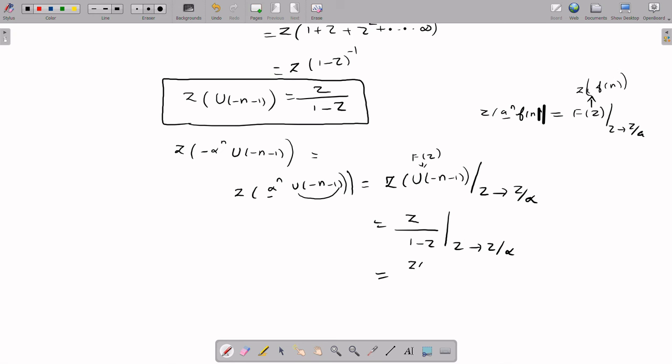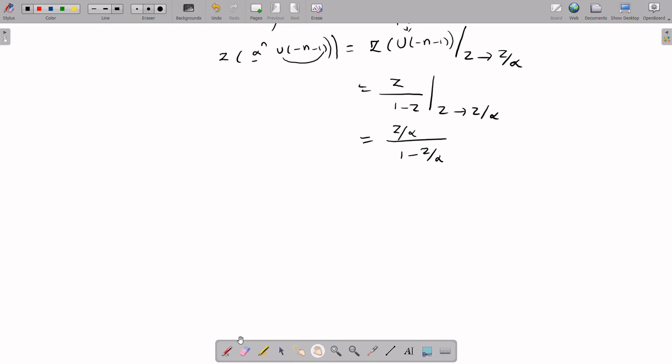z by alpha divided by 1 minus z by alpha. Simplify this: z by alpha divided by, you have to take the LCM, alpha minus z by alpha. This alpha gets cancelled in both the numerator and the denominator. So z by alpha minus z is the z transform of alpha power n u of minus n minus 1.